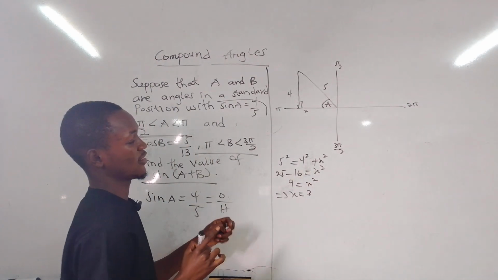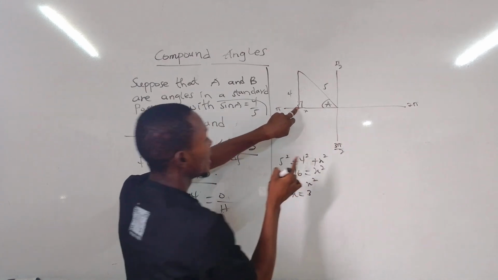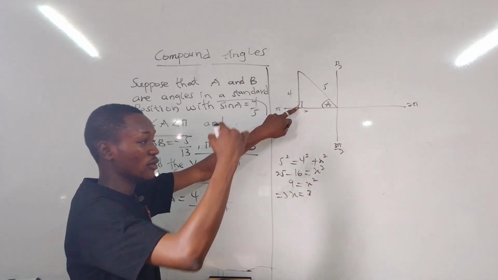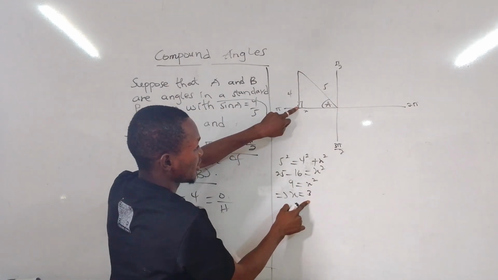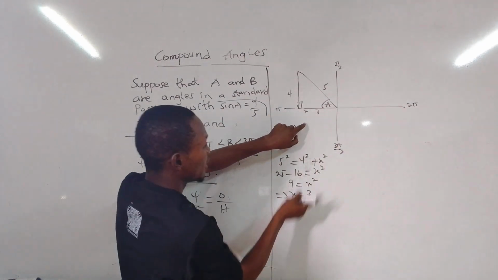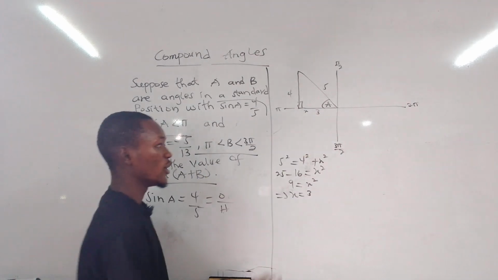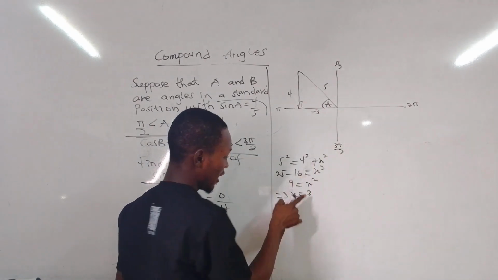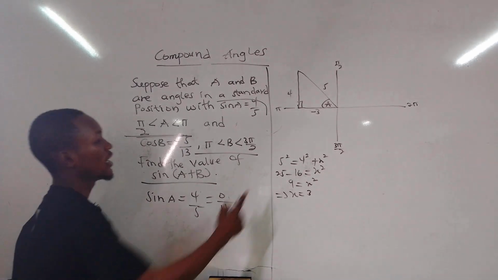But we should note that this side is on the negative side of the x-axis. So if I write 3 here, it becomes negative because it has fallen on the negative side. So in this case, x is equal to negative 3, not 3. Very good. We are done with this.